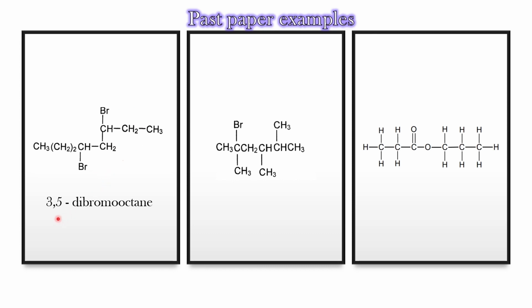The Brs sit on 1, 2, 3, 4. Then you tell yourself no, because there's the Brs 1, 2, 3. This is the closer one, so you start counting this way, not this way. So you're going to come 1, 2, 3, 4, 5. It sits on 3 and 5. There's 2 Brs, so it'll be dibromo. You put 3,5-dibromooctane.